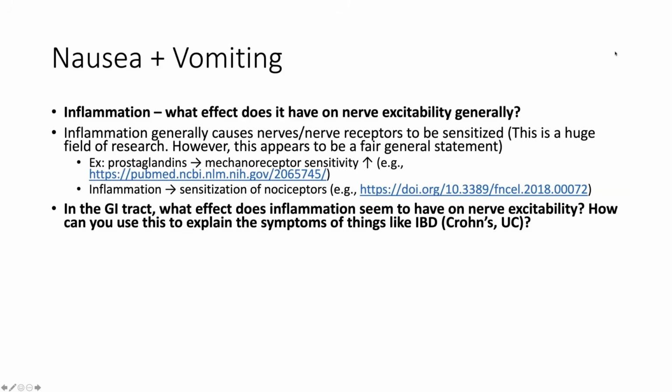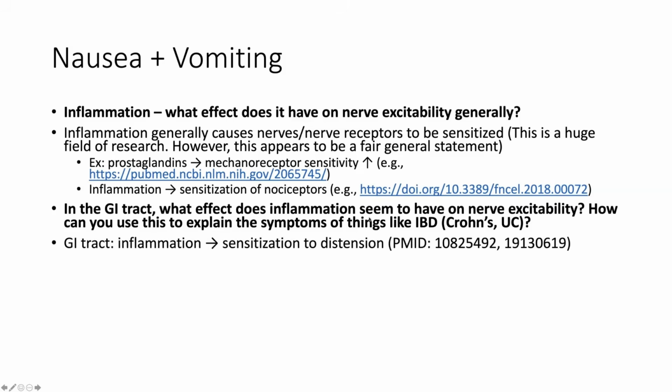How can you use this to explain the symptoms of things like inflammatory bowel disease, like Crohn's or UC? Okay, so if inflammation increases the nerve excitability in the GI tract, then in something like Crohn's, that's a chronic inflammatory state. So you have the vagal afferent nerves in the GI tract constantly stimulated, and so you're probably going to get nausea and cramping and that sort of thing.